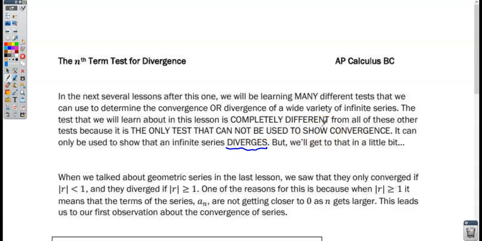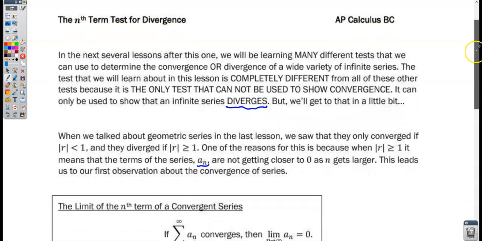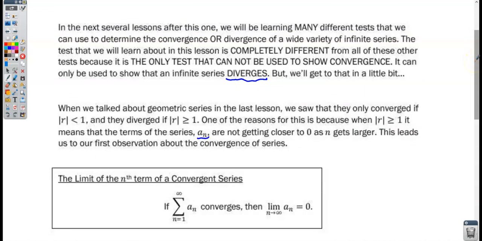All right. Last lesson, when we talked about geometric series, we saw that they converged if the absolute value of r was less than 1, and they diverged if the absolute value of r was greater than or equal to 1. One of the reasons that this happens is because when the absolute value of r is greater than or equal to 1, the terms of this series are not getting closer to 0 as n gets larger. Okay? This leads us to our first observation about the convergence of series.